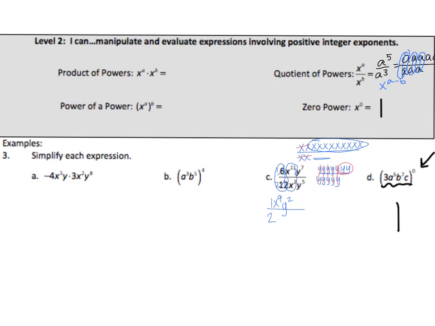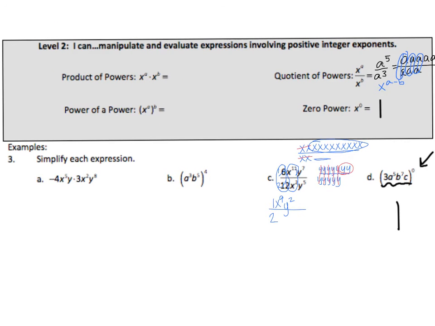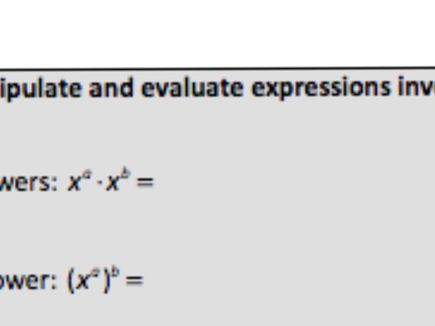Okay, the next one that we're going to do is product of powers. So we're going to look at the first example here and look at A. So when I have product of powers, here I'll give you another example. We'll have x to the third and x to the fourth. So remember what this means. X to the third means 3 x's. And then x to the fourth means I have 4 x's.